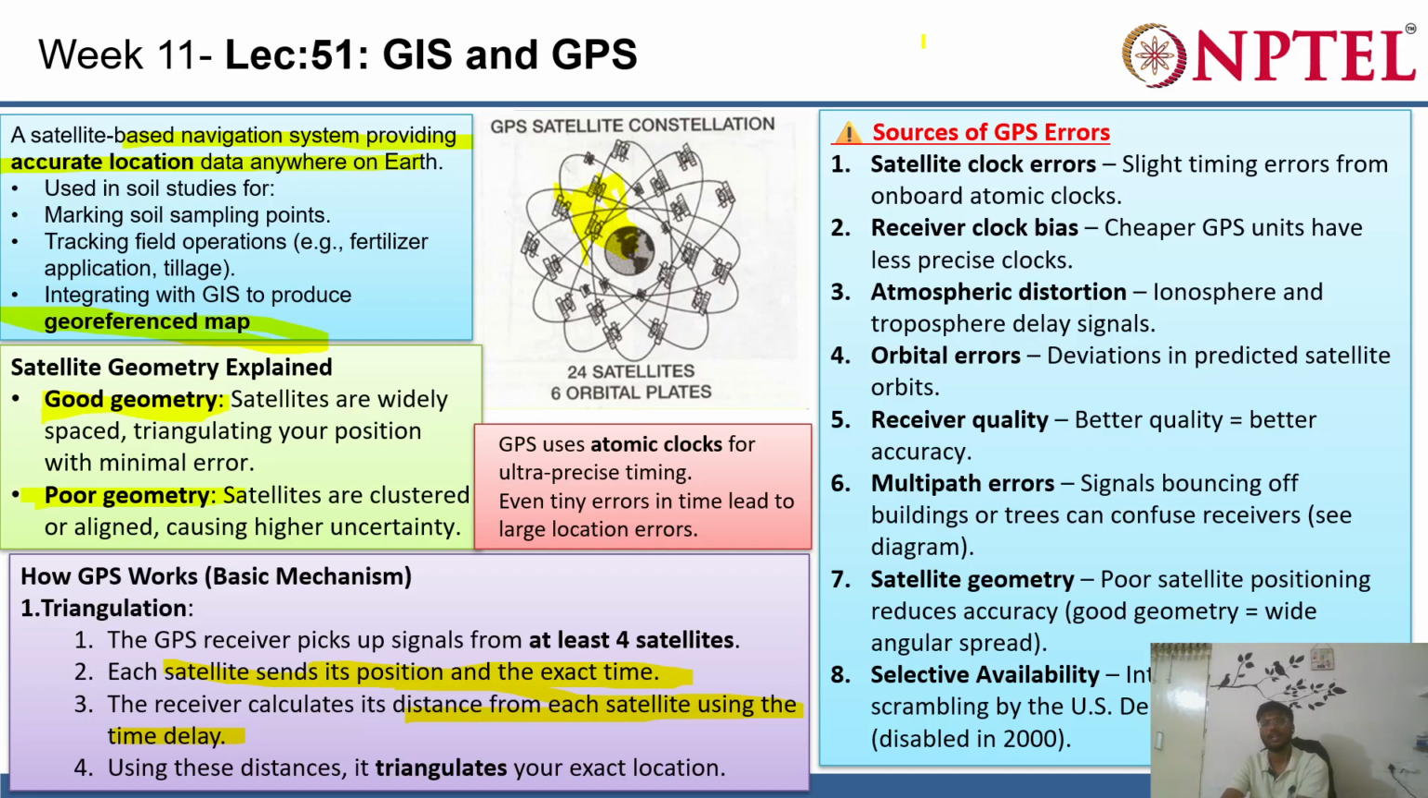But there are certain sources of errors in GPS. Generally, we have fundamental problems due to satellite clock errors. Because the satellite is sending its time, slight timing errors from onboard atomic clocks generally lead to poor location. And if you observe, in certain areas like hilly areas, or where the satellite is not accessible, the GPS signal gets lost.